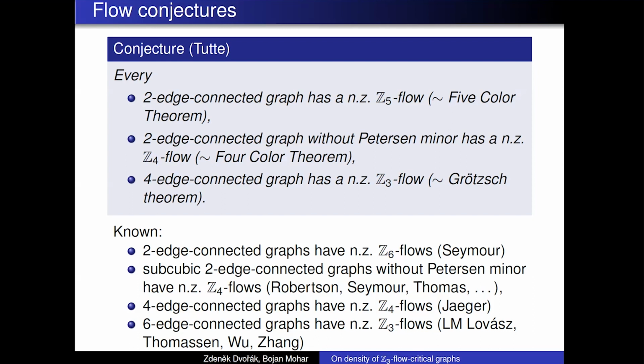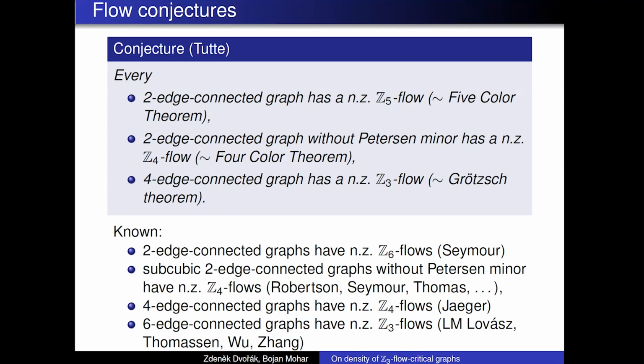So the reason why he couldn't go for the ultimate grail for the 4-color theorem is unfortunately that the Petersen graph doesn't have a nowhere zero Z4 flow. But in an effort to fix it, he proposed the conjecture that if you take a 2-edge connected graph and forbid the Petersen graph as a minor, you will get a nowhere zero Z4 flow.